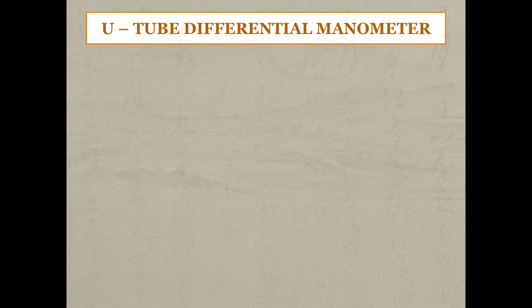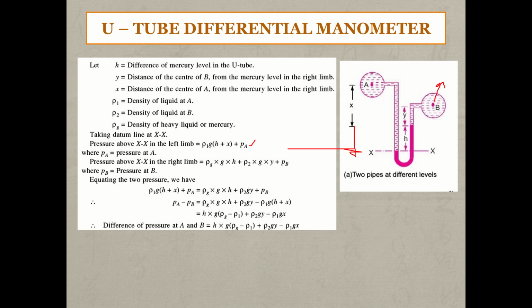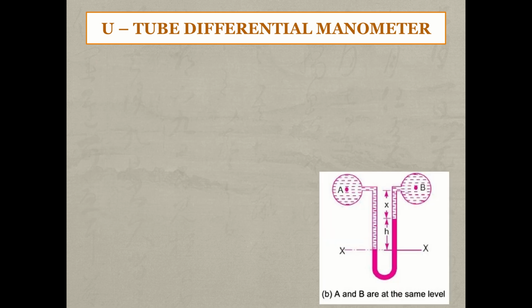Okay. And let's say the points A and B are at the same level. So once they are at the same level, you will not have a question of X and Y as in the earlier case. Okay. We have only X here.